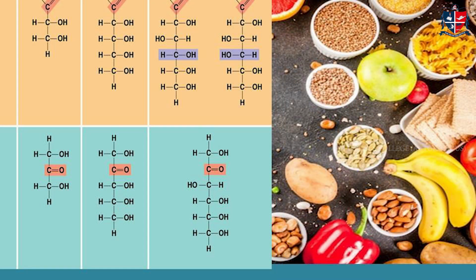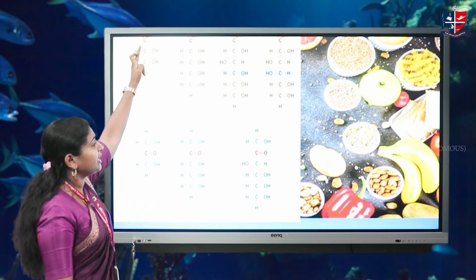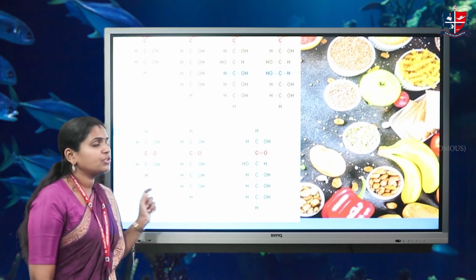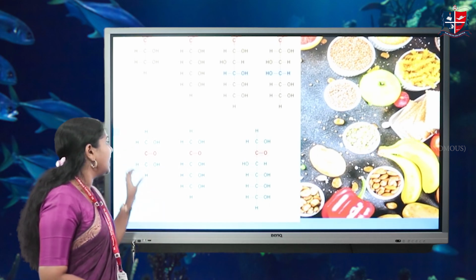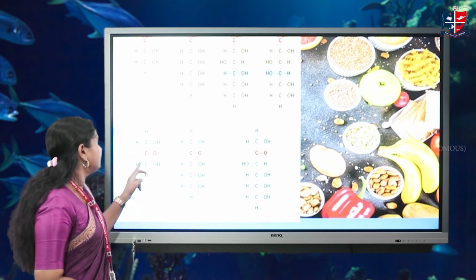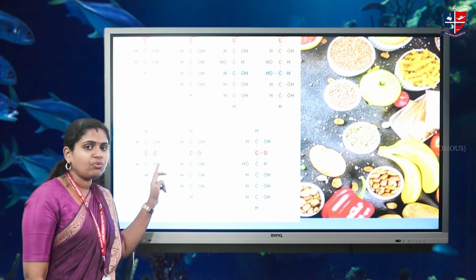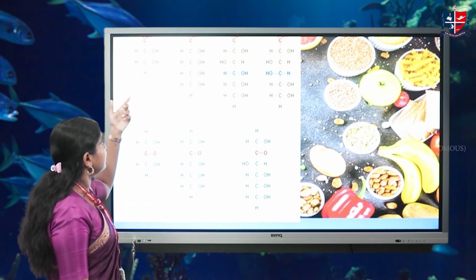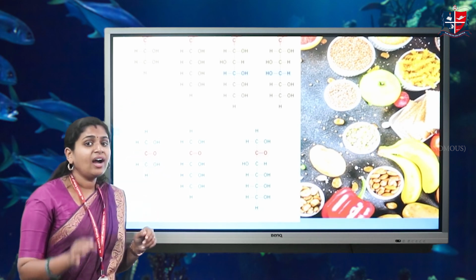Here in the first figure, we can see the simplest sugars, that is glyceraldehyde and dihydroxyacetone. Here we can see the aldehyde group and here we can see the keto group, but the number of carbon atoms is the same. That is, here we can see 3 carbon and here also 3 carbon, but the only difference is in the functional group. In dihydroxyacetone we can see a keto group, whereas in glyceraldehyde we can see an aldehyde group.